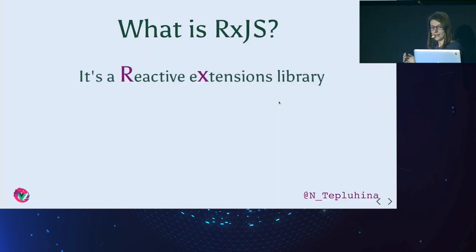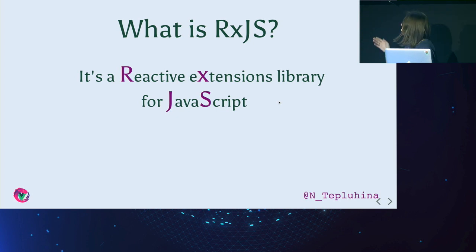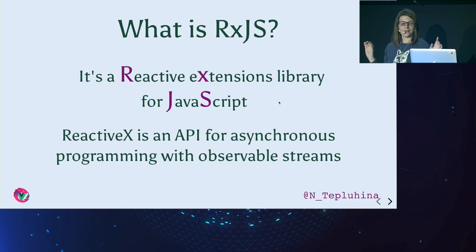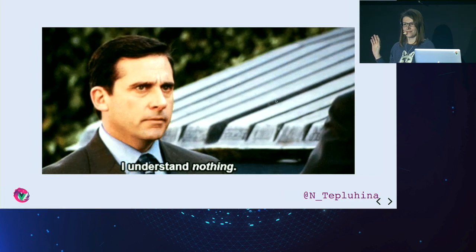So, what is RxJS? It's easy to see that RxJS is an abbreviation meaning Reactive Extensions Library for JavaScript. And the JavaScript part is pretty clear, but reactive extensions, as stated in the official ReactiveX documentation, is an API for asynchronous programming with observable streams. It's not clear.